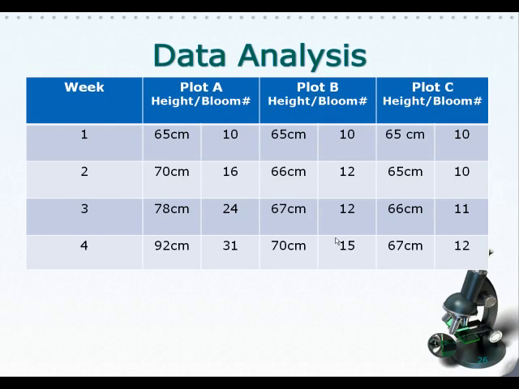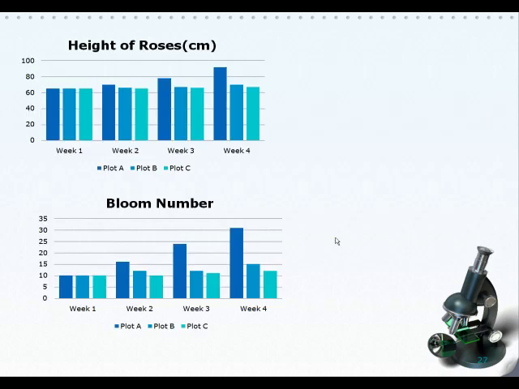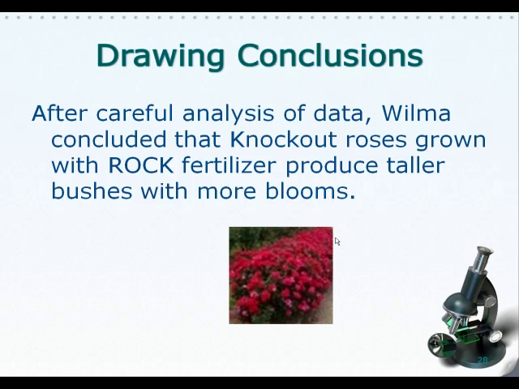And here's a graphic analysis of the data you found on the previous slide. This is a bar graph. Drawing conclusions. After careful analysis of data, Wilma concluded that knockout roses grown with rock fertilizer produce taller bushes with more blooms.